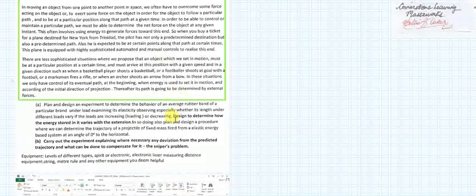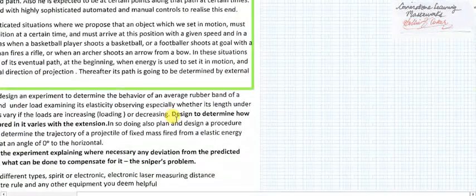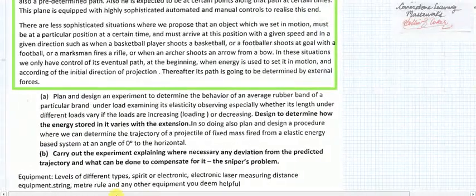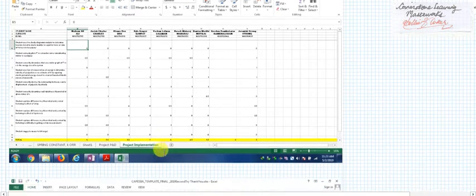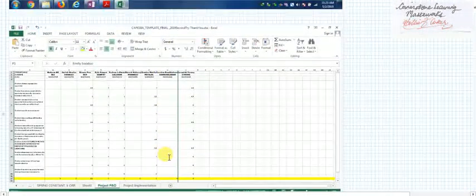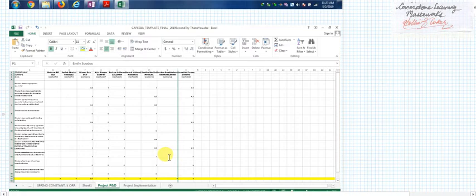You have to plan and design to determine how energy stored in the rubber band when being stretched varies with the extension. Okay, so I want to go quickly to look at something here. Alright, this is the mark scheme I would have had for my plan and design. This is the implementation, this is the plan and design. On the left, in this column here, you have the things I was really looking for in the plan and design. Let's take a quick look at it.